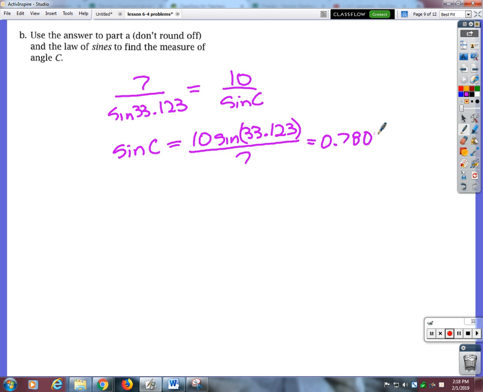0.7806. Okay, obviously that's not the measure of angle C. Okay, that's the sine of the measure of angle C. And so in order to find angle C, I have to take the inverse sine of that. Okay, so that means angle C is going to be 51.31 degrees. I think I see where we're going here. I bet next we're going to figure out angle B, huh? And then we're going to find the area.